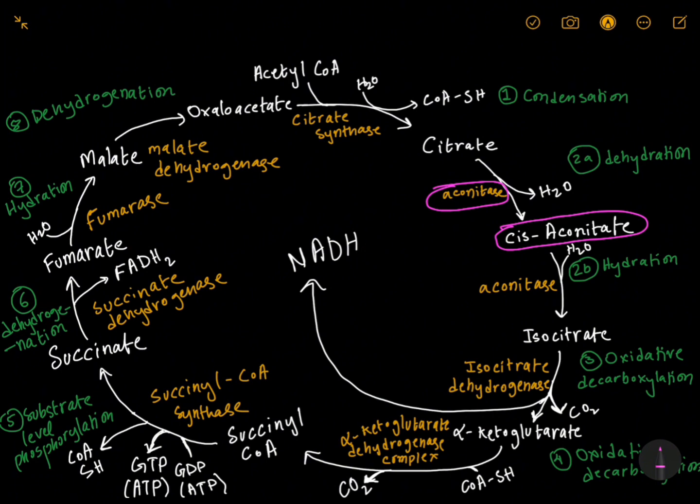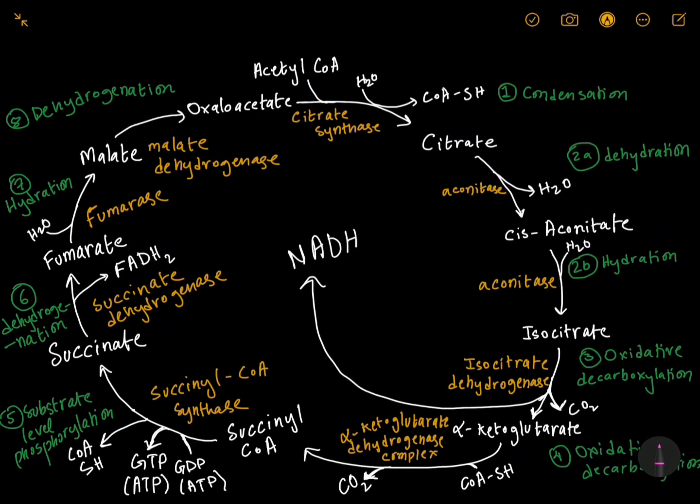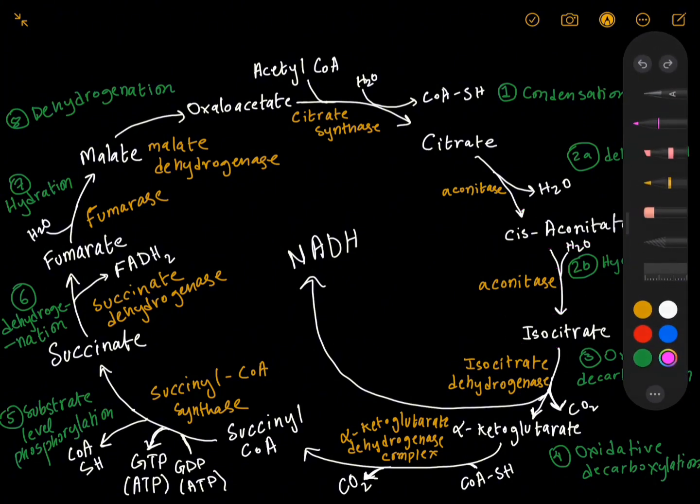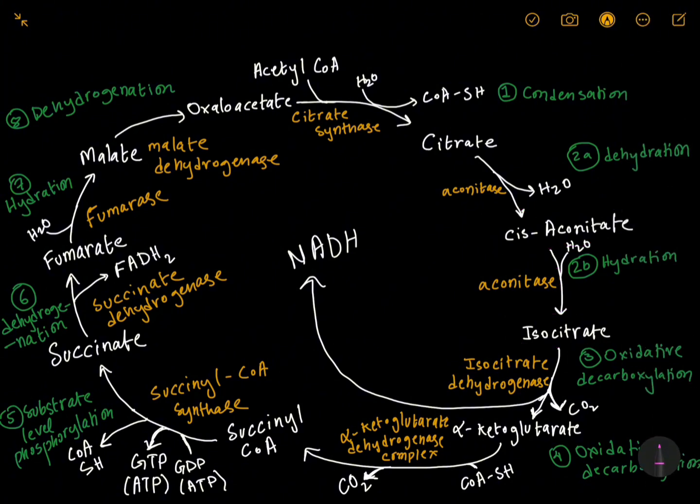So part 2b involves the conversion of cis aconitate into isocitrate, catalyzed by the enzyme aconitase. And this is actually a hydration reaction. So instead of getting water as a byproduct, we are actually using water as one of the substrates.